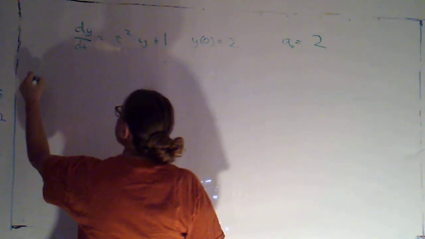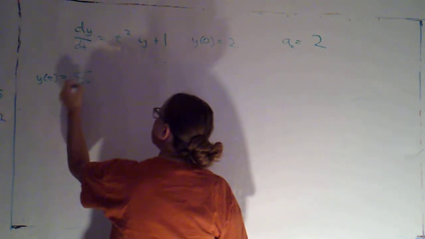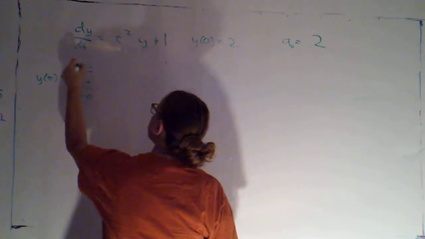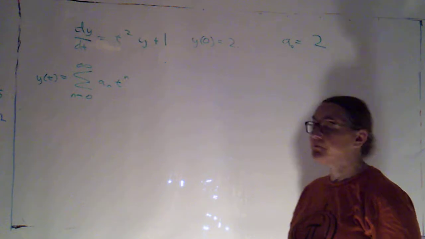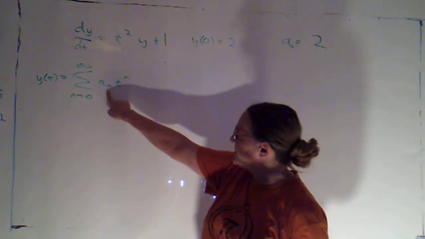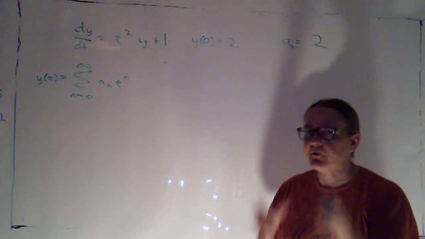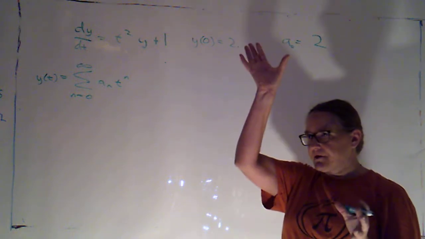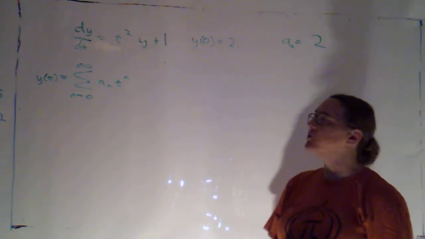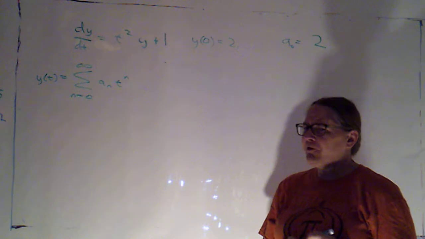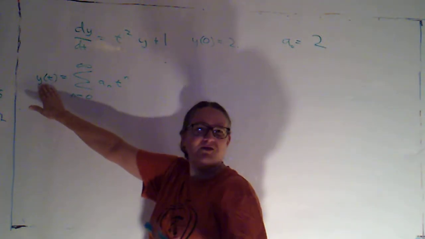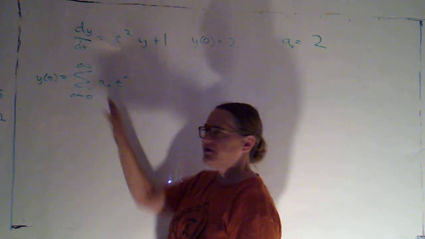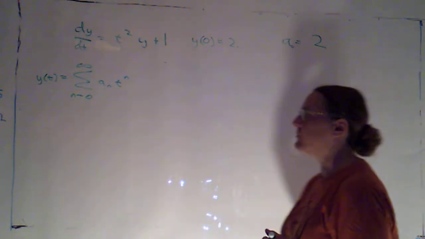So I'm guessing that y of t is the sum as n goes from 0 to infinity of a sub n t to the n. Now, if this is the Maclaurin series, I know there's a formula for what a sub n is. It's the nth derivative at 0 divided by n factorial. But it's not helpful for me to write it that way because I don't have a formula for y, so I can't calculate its derivatives. So it's simpler to just say a sub n, that's the nth coefficient.